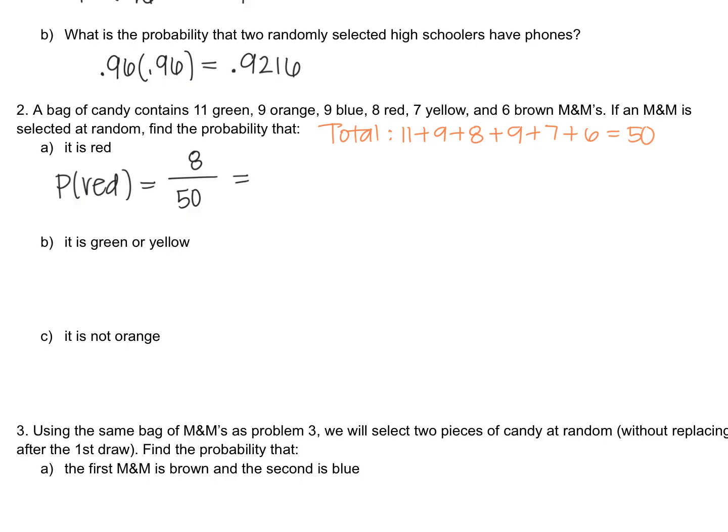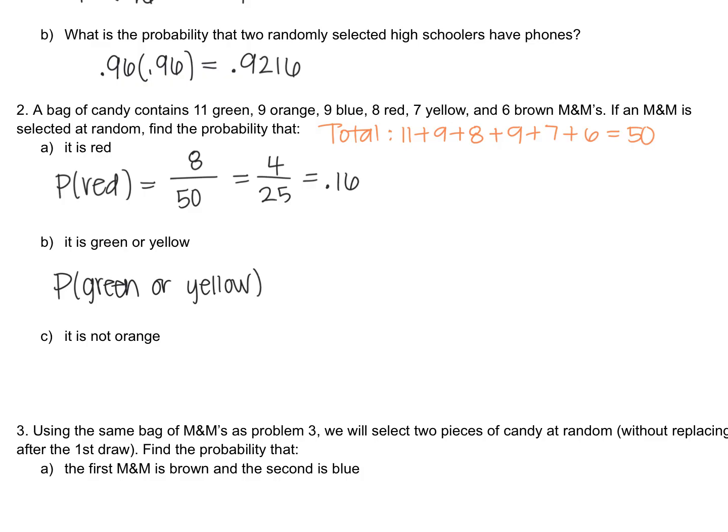If you want with these fractions, you can leave it as 8 over 50. You can also simplify it, so 4 over 25. You can also write it as a decimal. This is an exact decimal of 0.16. Typically, I would say at least 3 decimal places for probability, but when it's exact, you can just give me the exact.